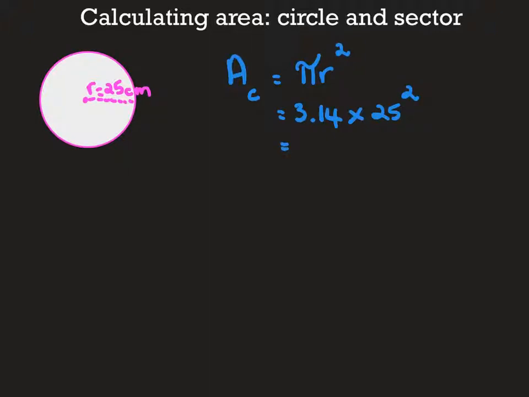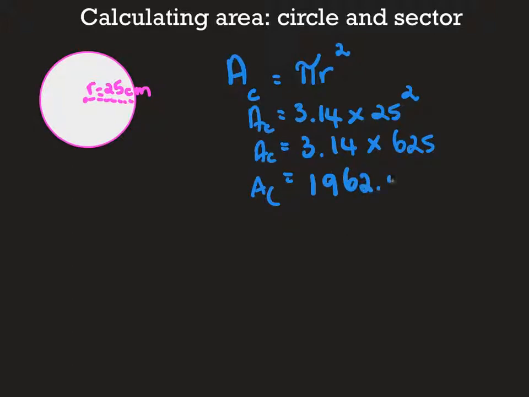So let me break this down a little bit further. So we can go 3.14 times 625, because that's what 25 squared is. Let me carry these down while I'm at it. So now we have 625 times 3.14, so that equals 1,962.5 centimeters squared. So this here is all of this shaded area in here.